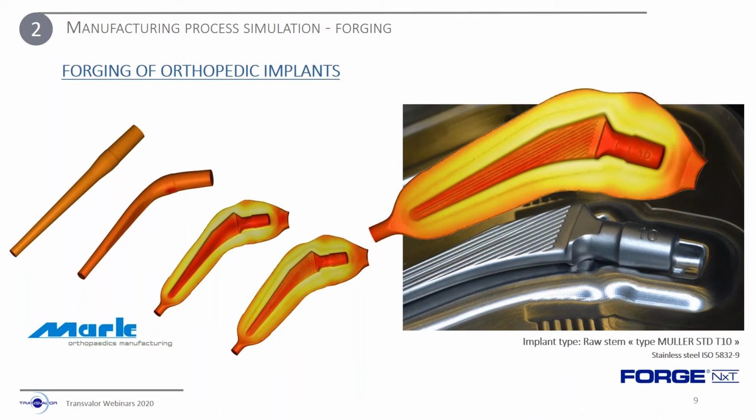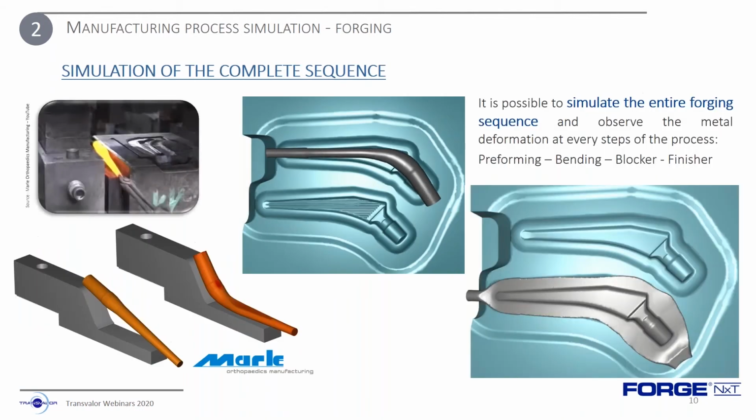Among the Transvalor software suite, Forge is the one dedicated to metal deformation at the solid state. The following pictures are related to a use case conducted in partnership with the French group Marle. It is reflecting the forging of a femoral stem made of stainless steel. With Forge, any sort of metals can be modeled, including specialized alloys such as titanium or cobalt chromium alloys. So typically in this example, the same prosthesis can be made of titanium alloy.